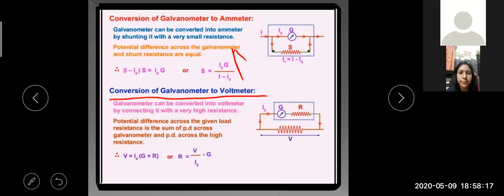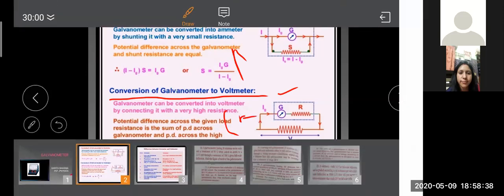So for converting the galvanometer into a voltmeter, let us consider a galvanometer G to be converted into a voltmeter to measure a voltage up to V volt. That means we have to convert the galvanometer into a voltmeter of range 0 to V volt.